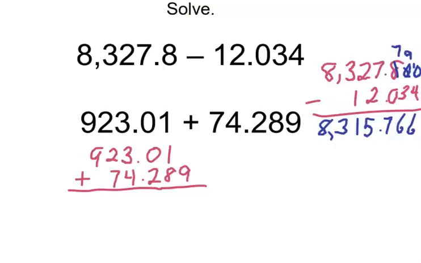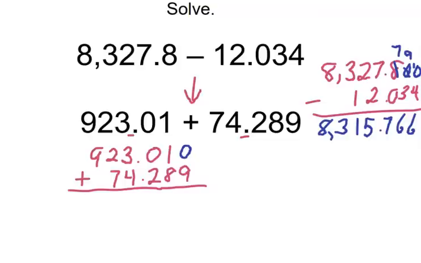Okay, so now we're going to solve for the addition problem. But once again, we have to line up the decimals, which we did. Okay, you can see right there, they're all lined up. We can put a 0 here. We don't really have to since we're adding. But in this situation, let's just do it to make it look nice and clean.